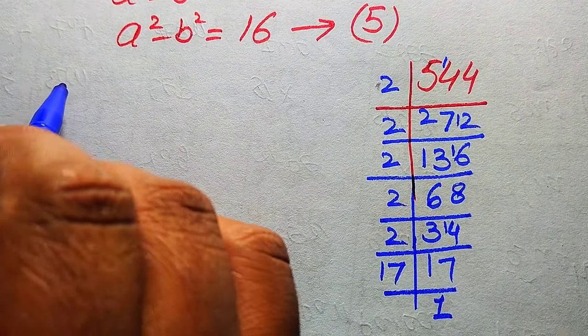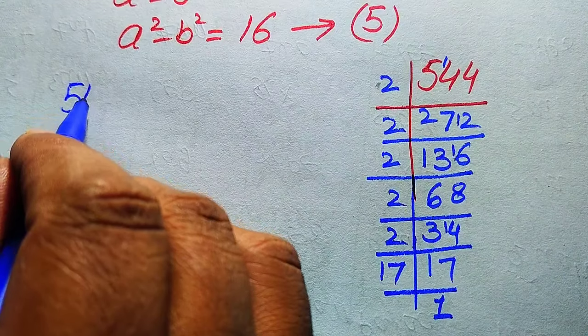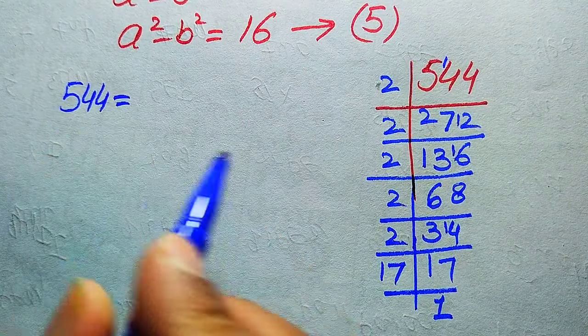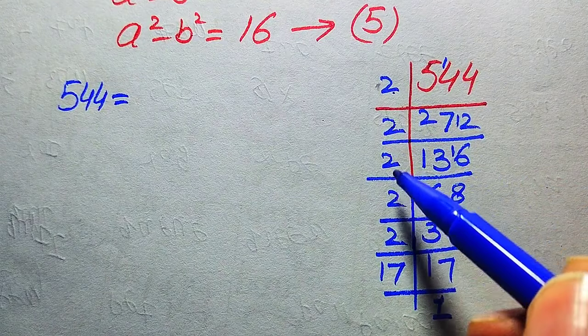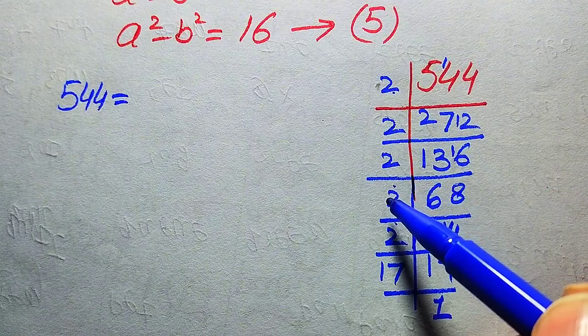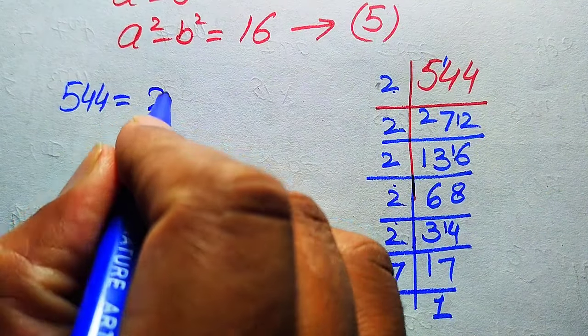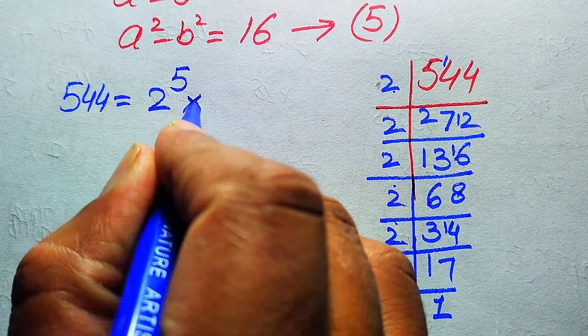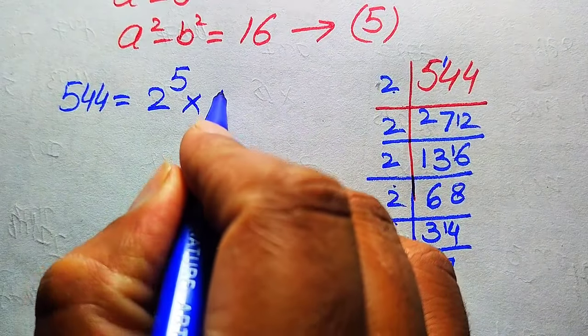So here we get the prime factors of 544. You see that 1, 2, 3, 4 and 5, 2 is multiplied 5 times, we write it as 2 to the power of 5, and it is multiplied by 17.